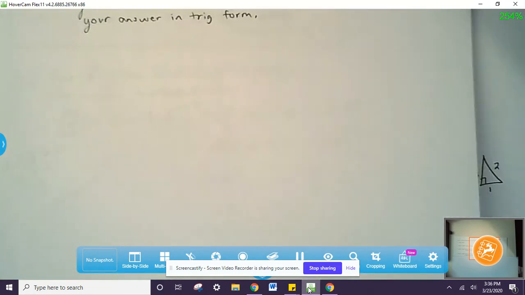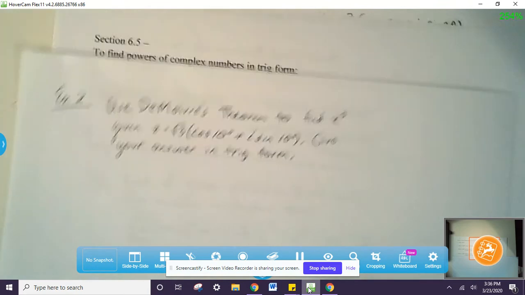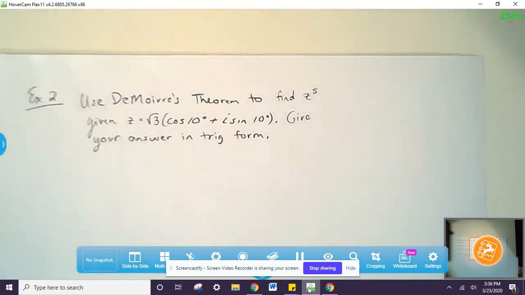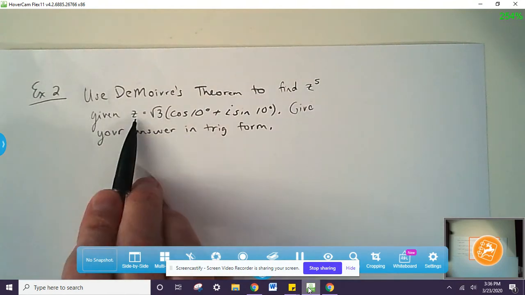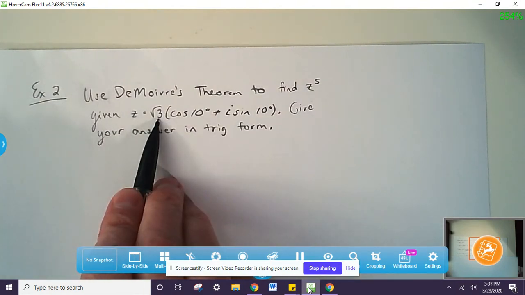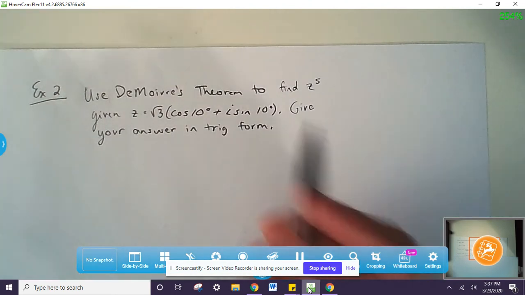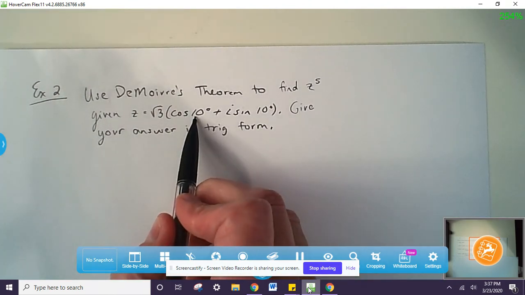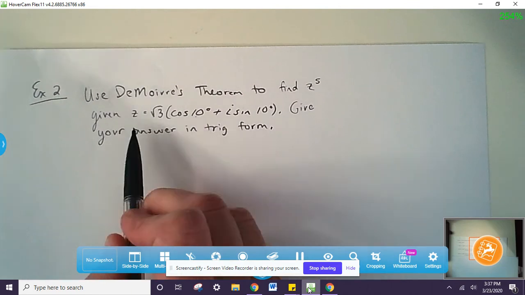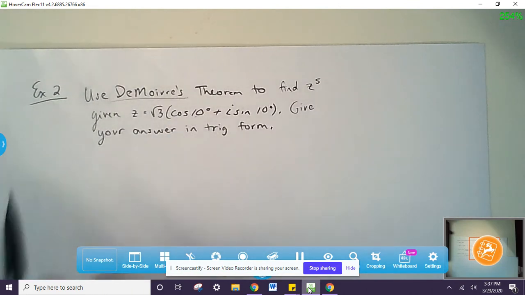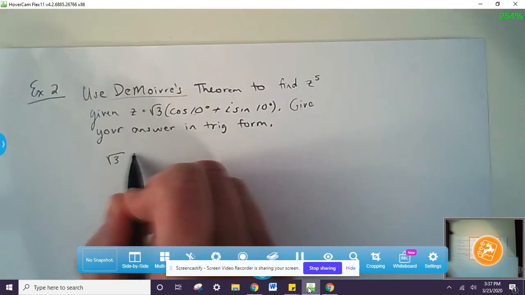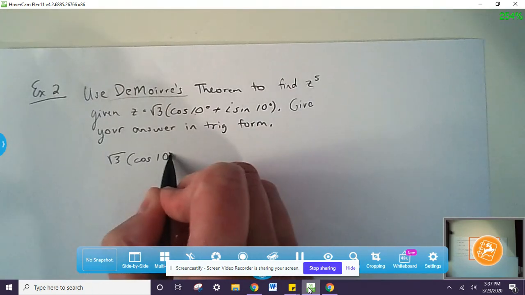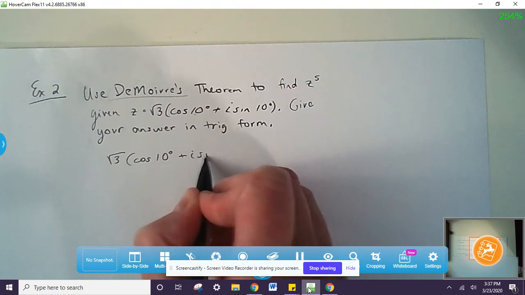Our next example is going to be to find z to the 5th given this complex number in trig form. So one thing to observe here is that now we're working in degrees. The previous problem was in radians. This formula works in degrees and in radians. So we don't need any other formulas. We can just apply the same theorem here.